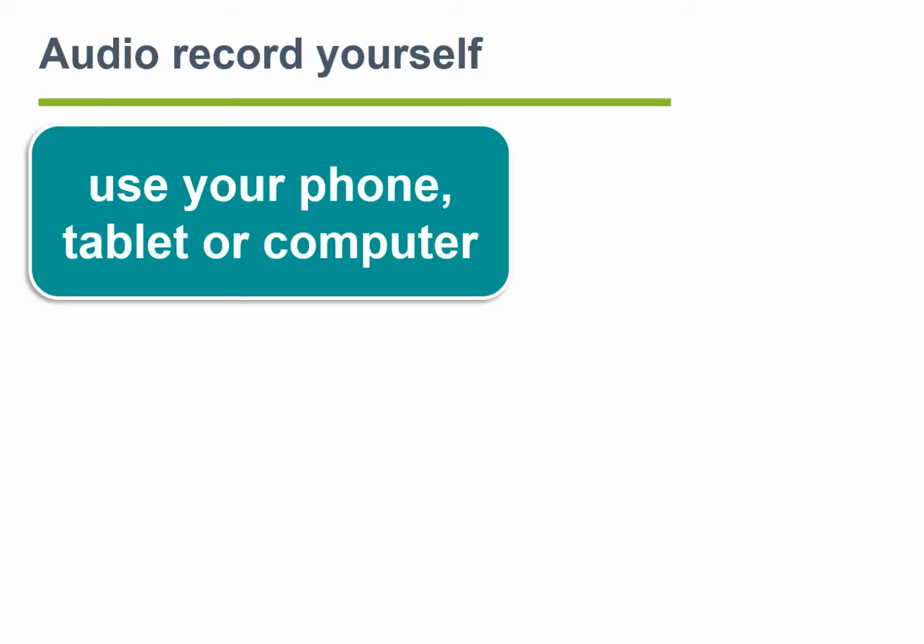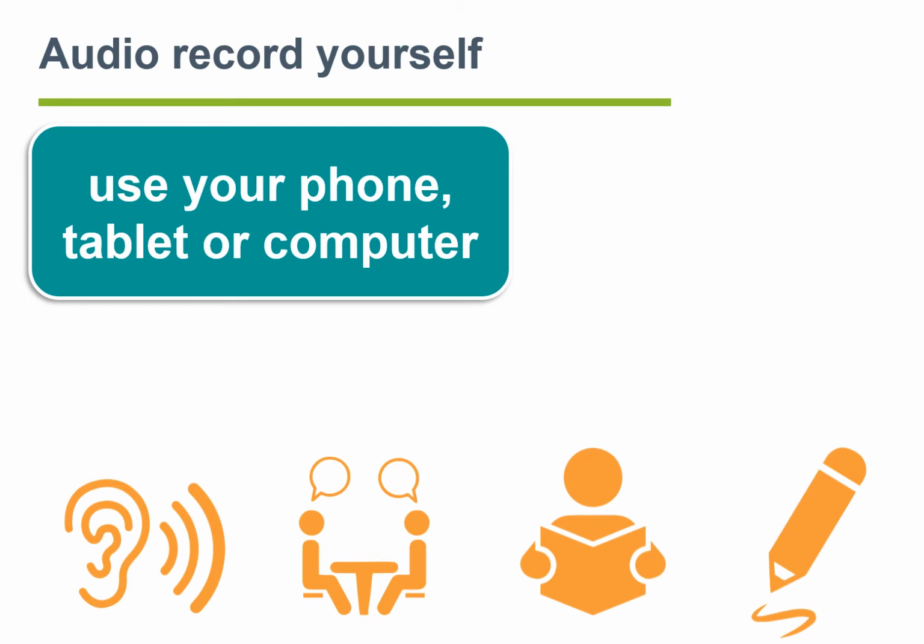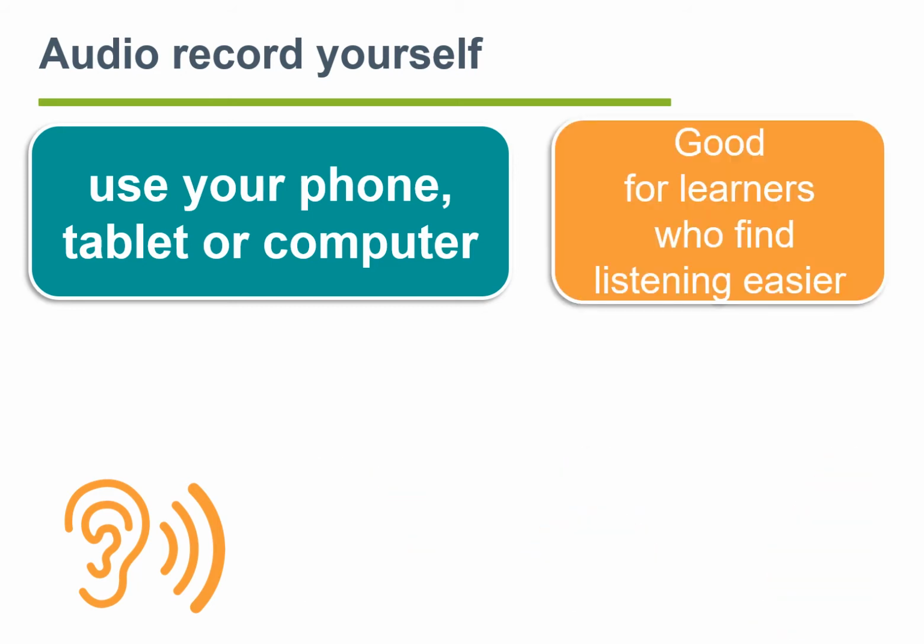One way you can give feedback to your learners is by recording your voice on your phone, tablet or computer. This can be useful for giving feedback on listening, speaking, reading and viewing, and writing tasks. An audio recording can be useful for learners with spiky profiles whose listening is better than their reading, as it enables them to access the content of your feedback more easily.